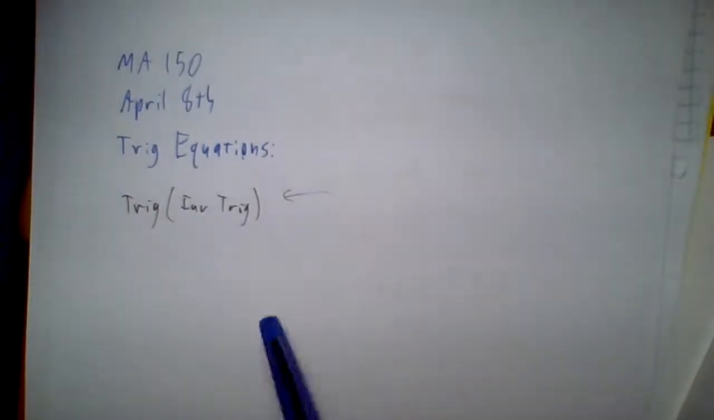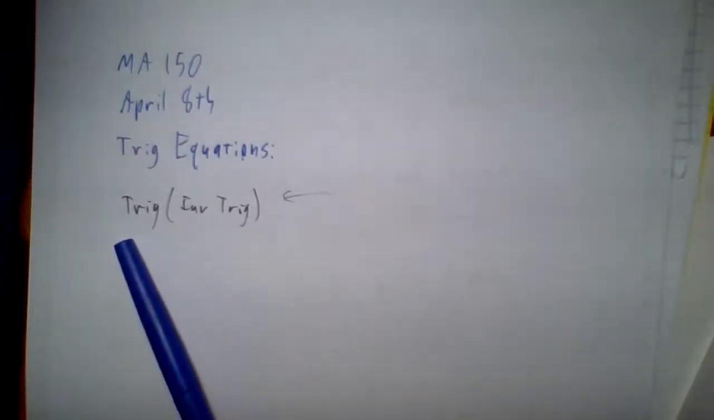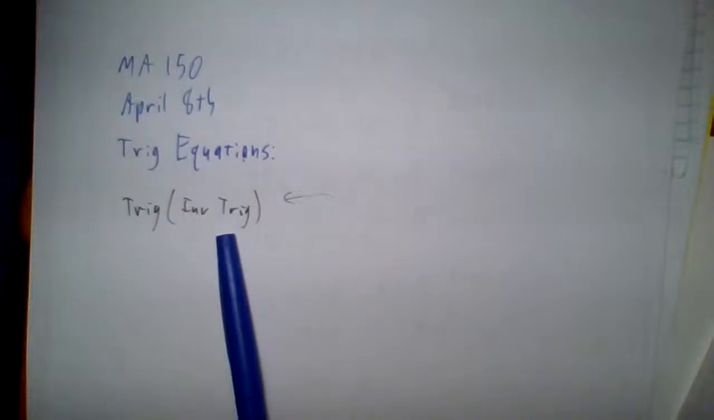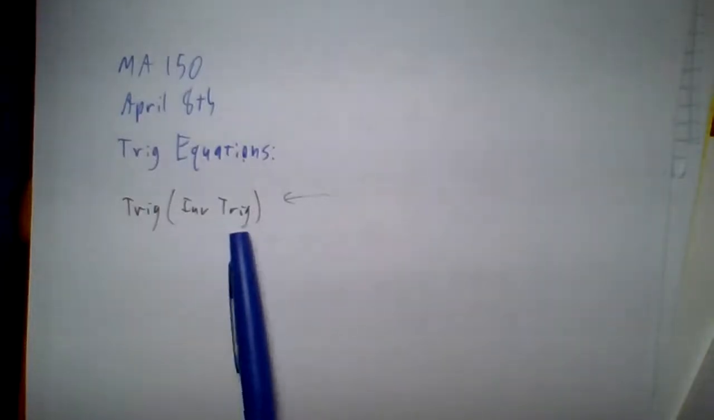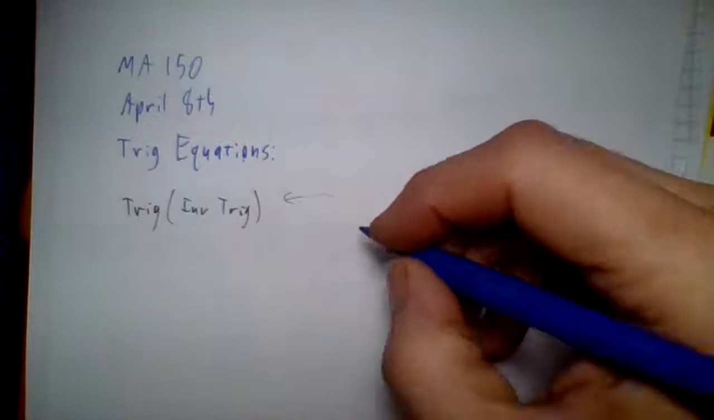So you would think something useful would happen here, but I'm talking about situations where this is one trig function, and this is a different inverse trig function. They don't really match up. How is that going to work? So, for example, number 16.